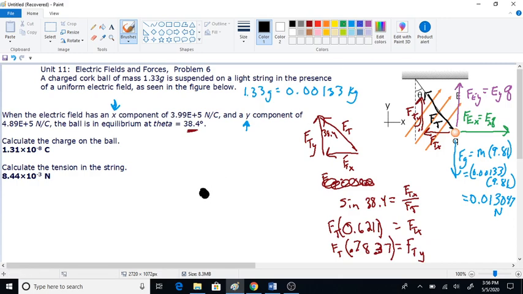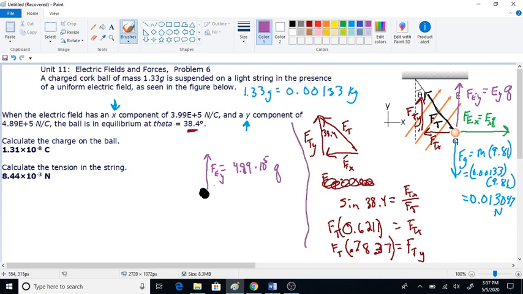Playing billiards now. And we have FEY, and that is this FEY, which is this thing here, times Q. We don't know what Q is, which is actually what we're trying to find in part 1, so this is 4.89 times 10 to the 5th Q.